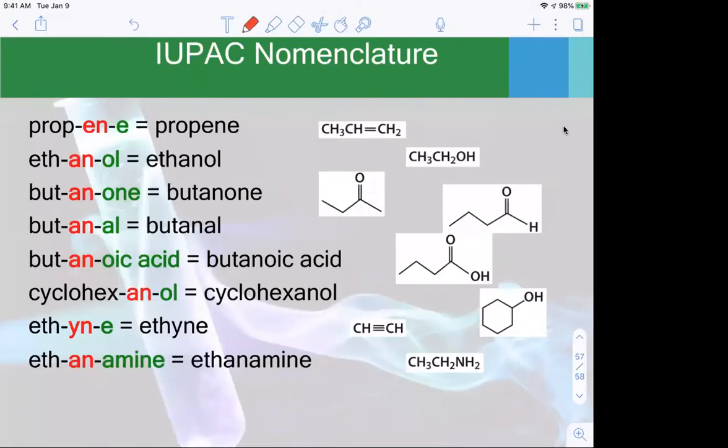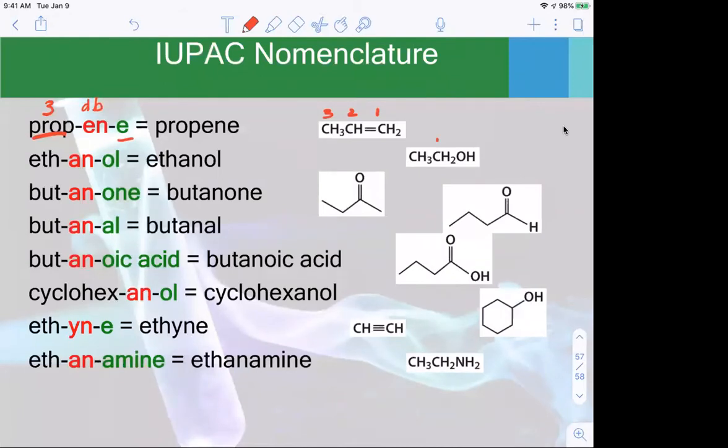Here I have 1, 2, 3 carbons. That's where I get the prop. This is my double bond, and then this is my alkene. So this would be called propene.